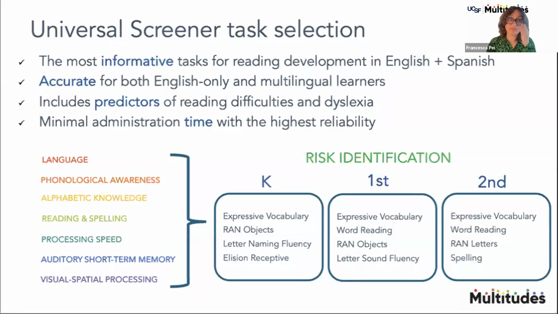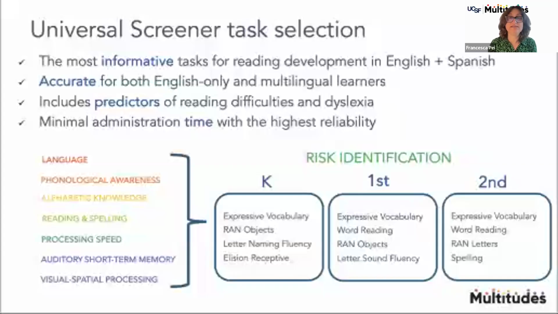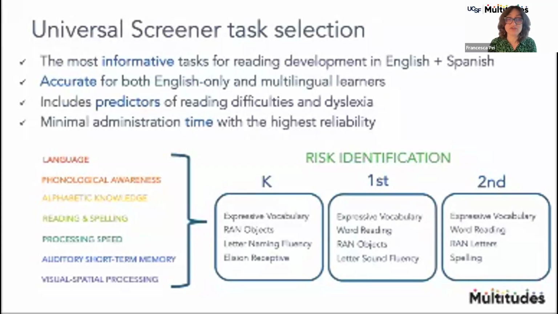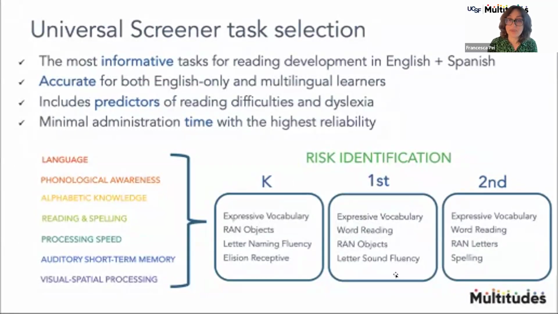And just to inform the audience here, the sensitivity of all our tasks in English and Spanish across the board is between 80 and 90%. So the identification of risk is made with a short battery of tasks that are exemplified on the bottom right side of the slide with the risk identification for kinder, first and second grade.